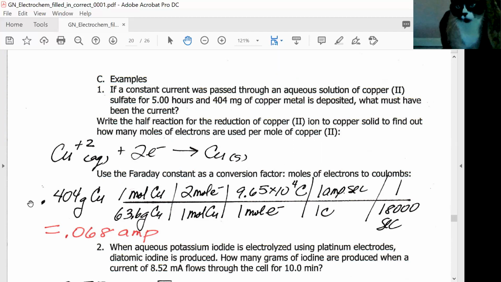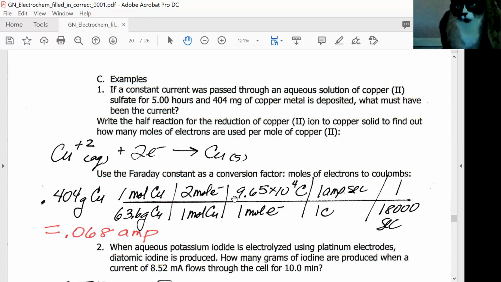So this is all about the units. If we look at the units, we have a lot of numbers in the problem, but we want to get the units to cancel. So we're going to start with 0.404 grams of copper and the atomic mass, 63.6 grams of copper to 1 mole of copper. For 1 mole of copper, we have 2 moles of electrons. We get that from here.